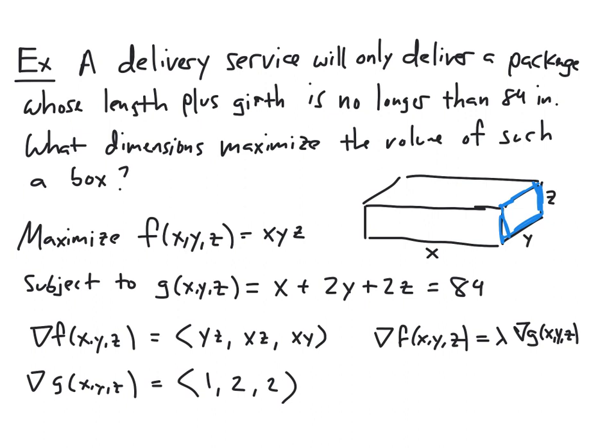And the equation x plus 2y plus 2z equals 84. Right, so this will be our system. So we'll set each of the coordinates of our vector, or the components of our vector equation, equal to each other. We'll have a system of 4 equations and then attempt to solve.